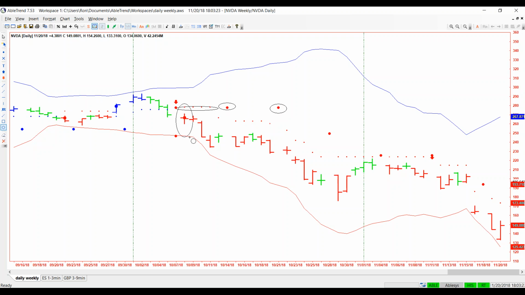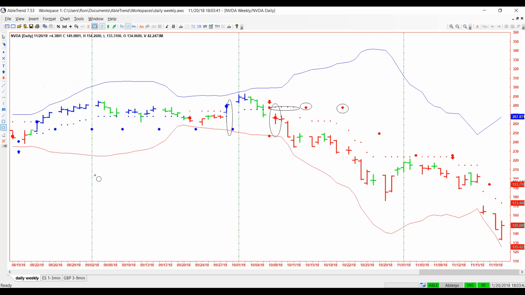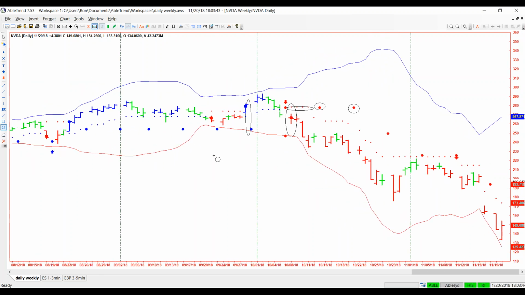I mean, the software is basically screaming at us to sell right there, that the odds are greatly stacked in our favor that this is going to go down. 4 consistent long-term track record Able Trend indicators say it's going lower. We've got a blue bar. And by the way, 3 of them. Look for the arrow.